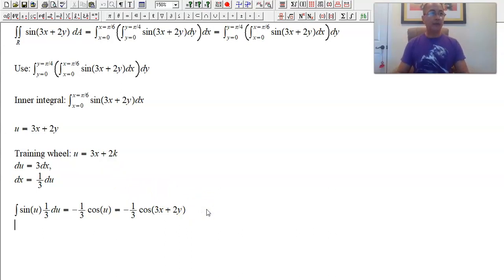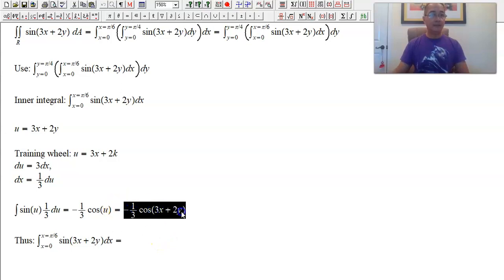And so we can now compute the definite integral, or the inner integral, I should say. This will be that antiderivative where we evaluate. So I have a bar over here from x equals 0 to x equals pi over 6. Okay, so there we go.